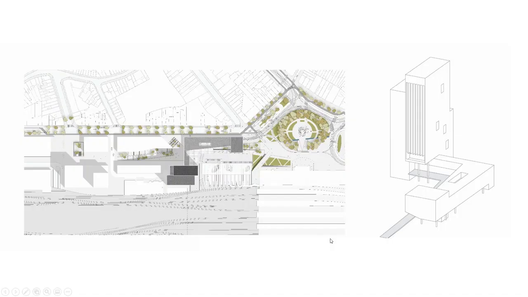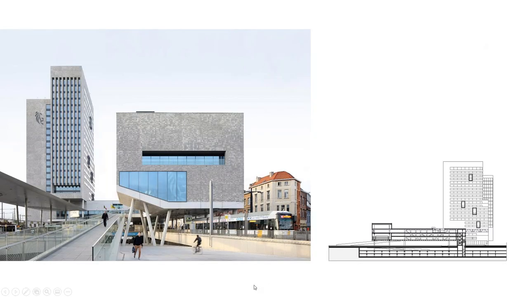Here you see a part of the master plan and isometric view. Here you see the entrance to the transfer hub for public transport integrated in the low rise.